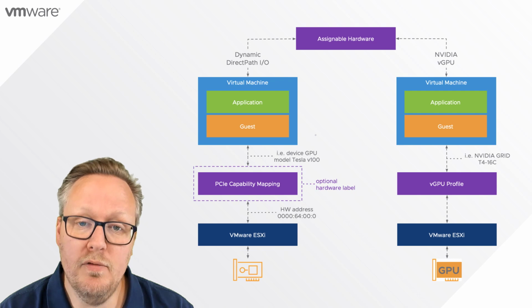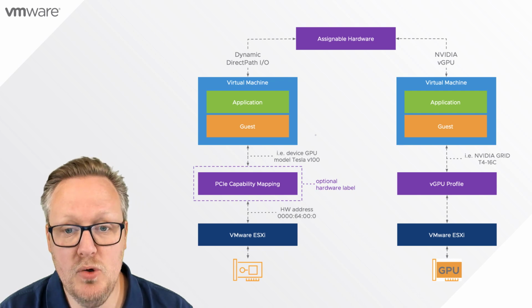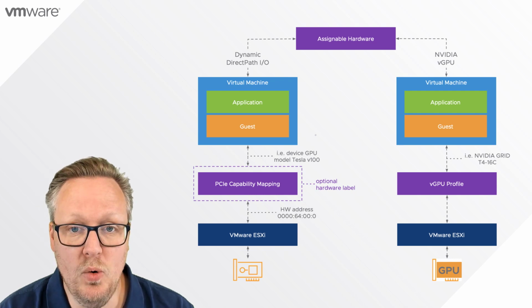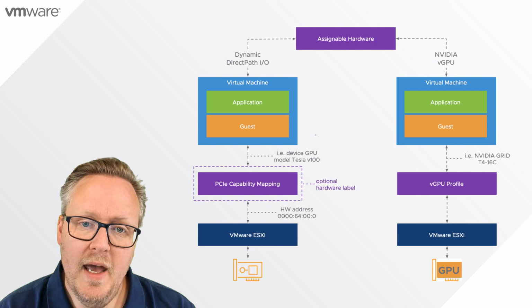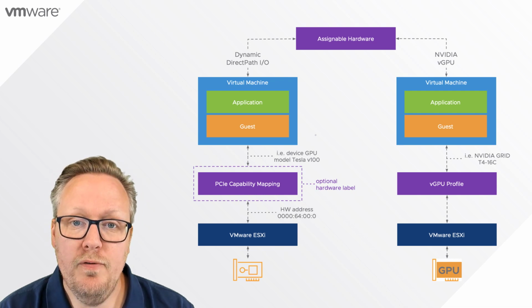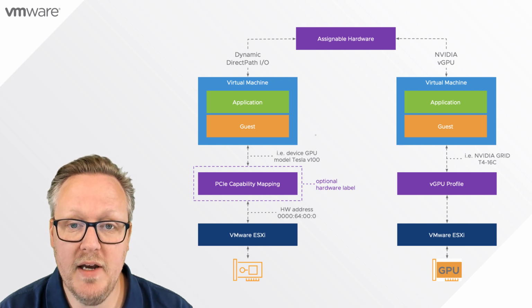So we configure that virtual machine with a specific device, maybe a GPU model Tesla V100, or maybe another NIC or an FPGA. And DRS will integrate with Assignable Hardware to find a suitable host. It'll register that virtual machine on that specific host, claim that PCIe device that is configured for that virtual machine, and now power on that virtual machine.